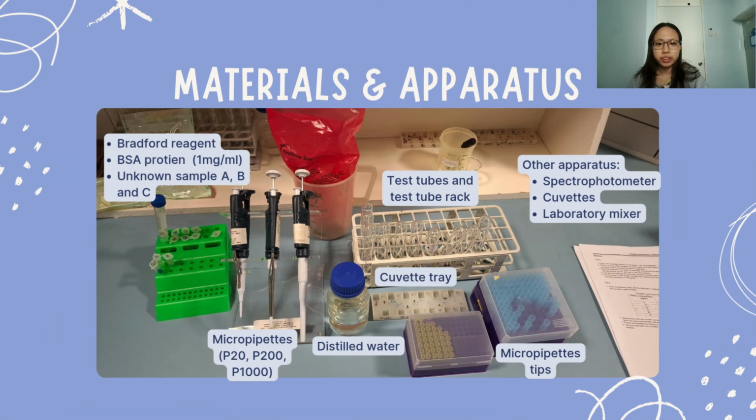These are the materials and apparatus that we use in this experiment. The materials that we use are Bradford reagent, BSA protein with the concentration of 1 milligram per milliliter, unknown samples A, B, and C, and also distilled water. For the apparatus, we use micropipettes and their tips, test tubes and test tube rod, spectrophotometers, cuvettes and cuvette tray, and also laboratory mixer.